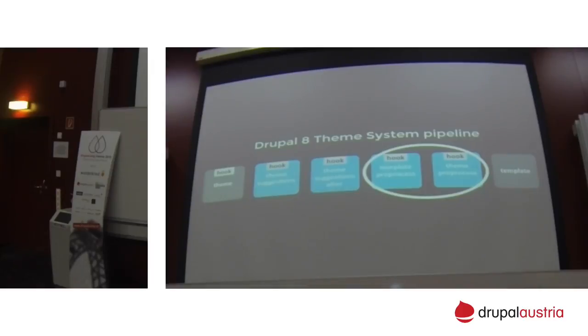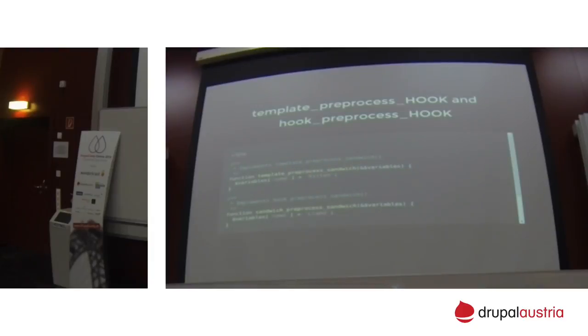After we have the theme suggestions, we are going to proceed to the preprocess functions. So we have the template preprocess and we have the hook preprocess. This is something that confuses people very often. The template preprocess exists from previous Drupal versions, probably from Drupal 6, and it's created to preprocess templates. And what is the difference between it and hook preprocess is that there can be only one instance of template preprocess, and all the hook preprocess hooks can rely that the template preprocess has been run before that.